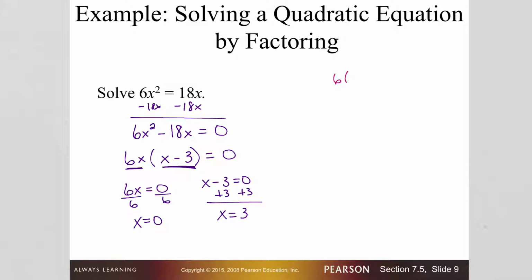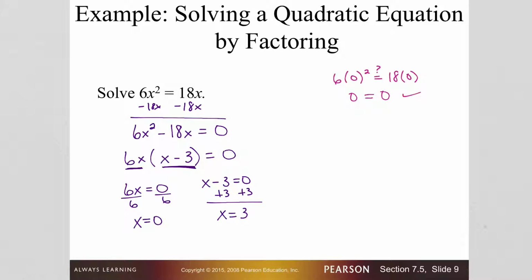So I've got 6 times 0 squared. Does that equal 18 times 0? Well, 0 squared is 0, and 0 times 6 is also 0, and 18 times 0 is 0, so I would say that one definitely works.